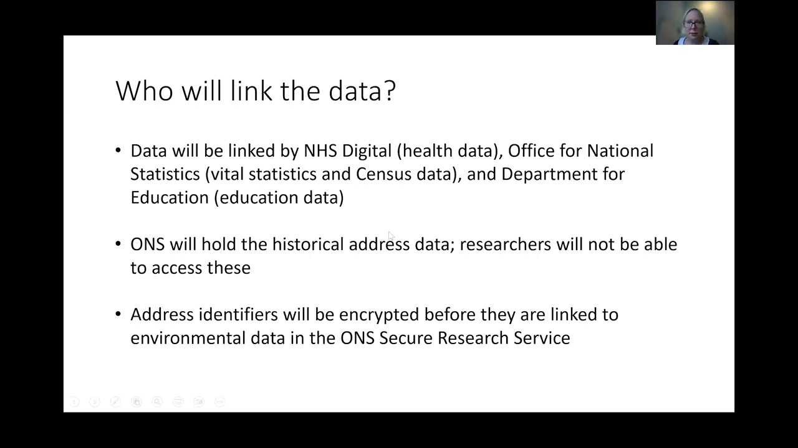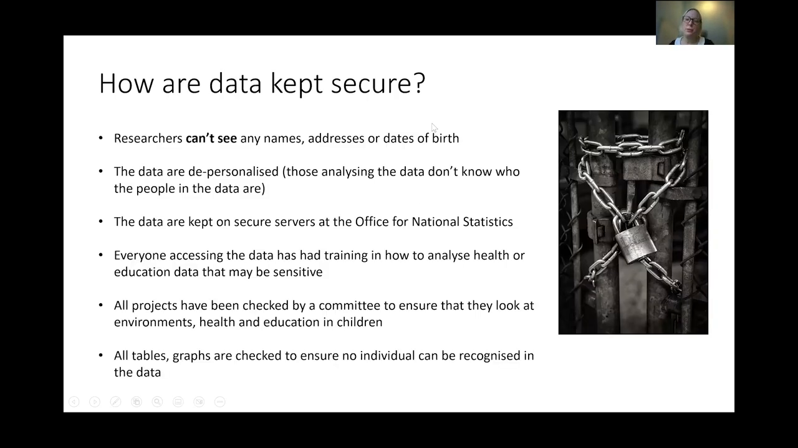So how are the data kept secure? ONS have a policy that anything in the Secure Research Service is de-identified. So there will be no identifiers, there will be no dates of birth, it would be week of birth or something like that. That's very clear. So researchers can't see addresses or dates of birth, and we won't know who the children in the cohort are. As I already said, the data will be kept on ONS servers, and ONS have a very strict training policy.